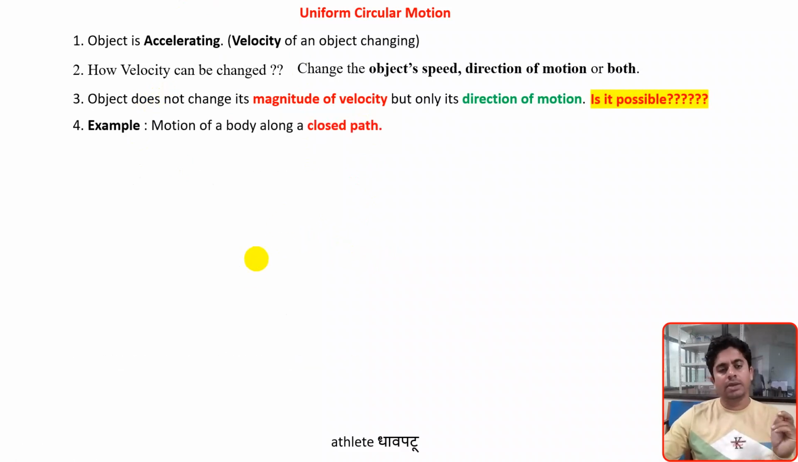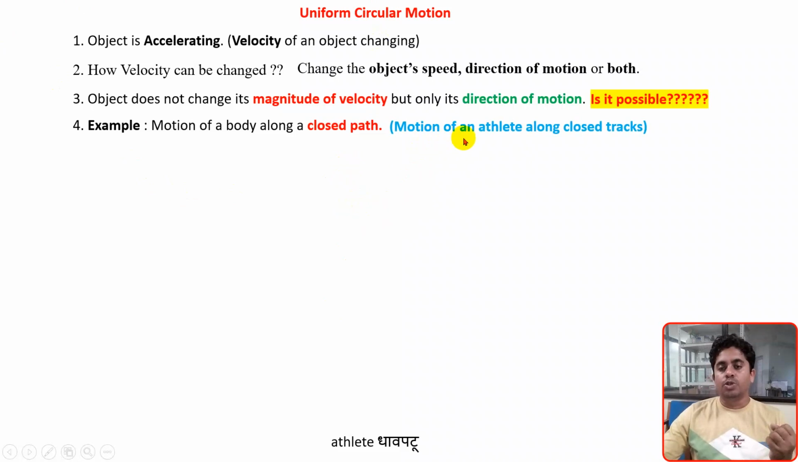For that, let us take one example: motion of a body along a closed path. A closed path means the object starts its journey from an initial position, travels, and again comes back to the same position. Then we say that the path is a closed path.